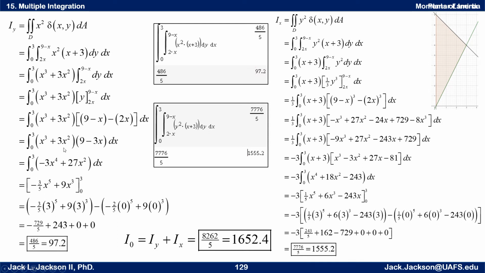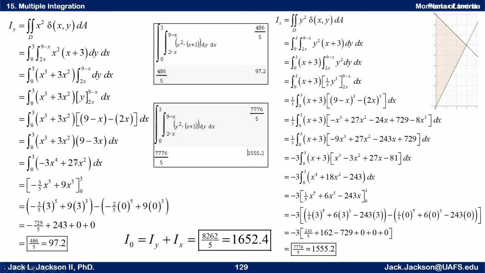When you FOIL this out, some of the terms cancel out, and so you're left with, let's see, the x cubed cancels. So 9 times x cubed is 9x cubed. 3x cubed times a negative 3x is negative 3x cubed, so that cancels out. And what's left is the first and last terms here give us minus 3x to the fourth, and the middle two here give us 27x squared. The other two canceled out.